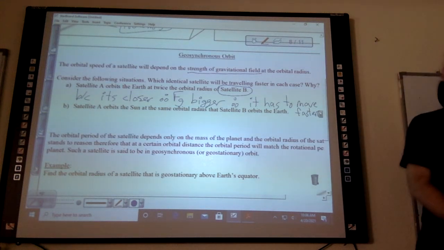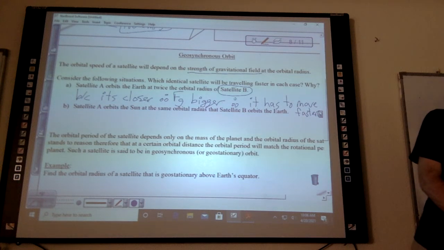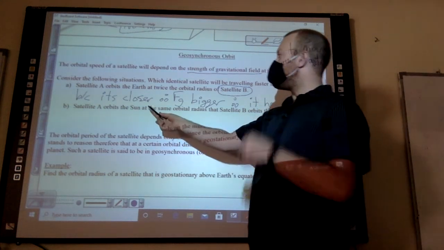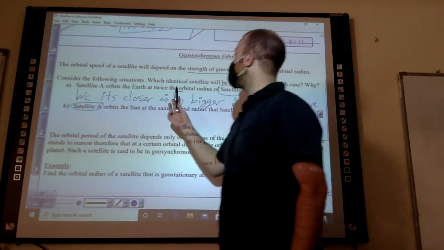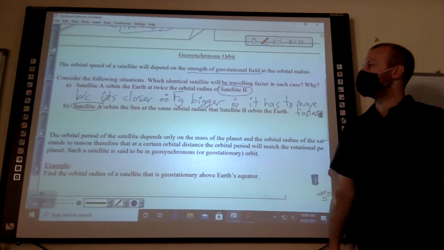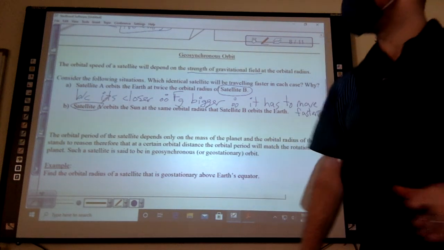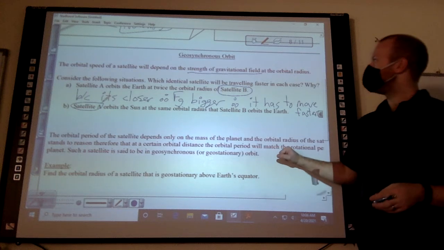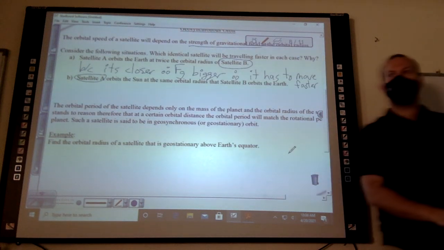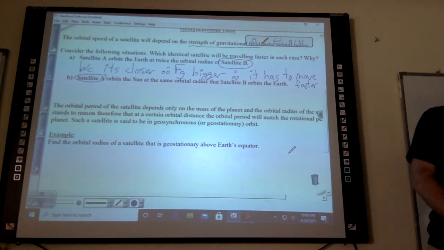How about the second one? I've got two satellites at the same orbital radius, but one of them orbits around the Sun and one orbits around the Earth. A or B? A. Why A? Because the Sun has more mass, therefore FG is bigger, therefore it has to move faster. So in order to maintain an orbit, you need to be moving at a certain speed in order to stay at that place. So if the FG is bigger, you obviously need to move faster so that you don't fall into orbital decay.